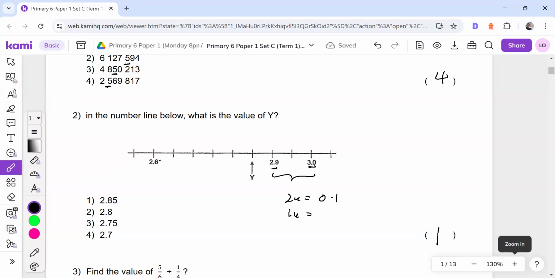Can you make it look a little bigger? Just make it look a little bigger. Just add a zero behind. It looks a bit larger now. And so your 2 unit is 0.10.